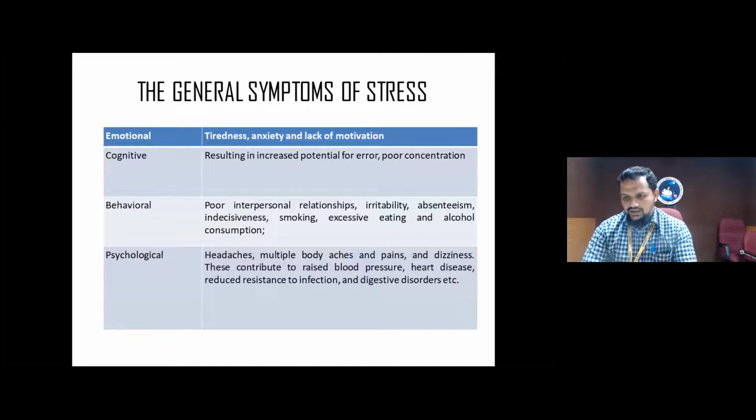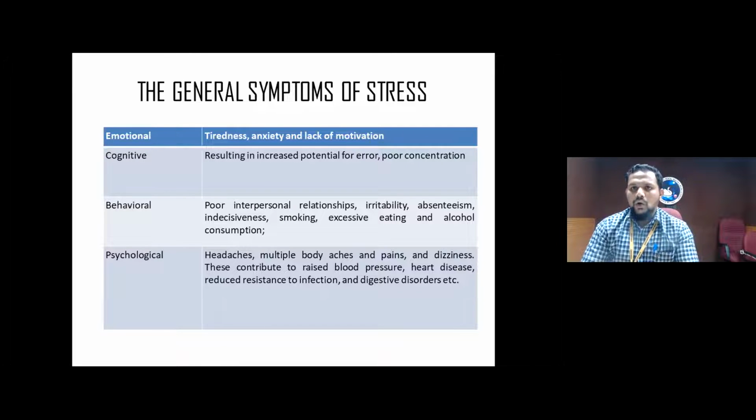Now these are the general symptoms of stress. There are three domains that we have to consider. First is behavioral. When you are in a stressed emotional state, what abnormalities can you have? Number one, you may have issues handling interpersonal relationships, you might be irritable and indecisive about your day-to-day concerns, and you may increase your smoking, and sometimes have excessive eating and alcohol consumption. These behavioral changes can all be outcomes of your stress.